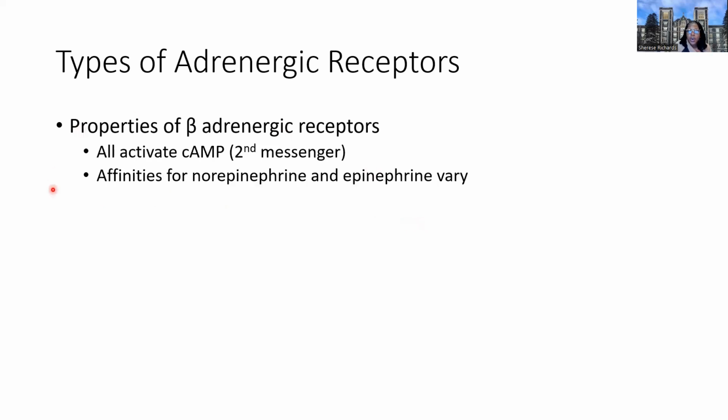Beta receptors on the whole all activate the same second messenger. So cyclic AMP is their second messenger. What they do to that second messenger is going to vary. Whether or not they cause an increase or decrease is going to vary depending on if it's beta 1, beta 2, or beta 3. But cyclic AMP is the same second messenger for all three types. And then their affinities can vary as well. There can be some that have an even affinity or some that prefer one over the other. So let's look at that.